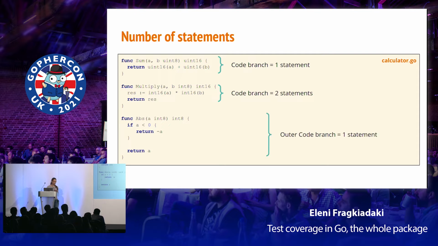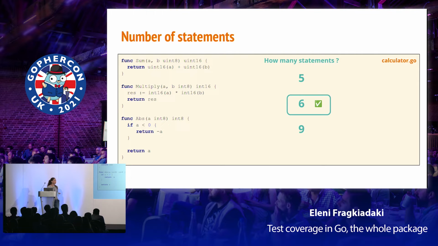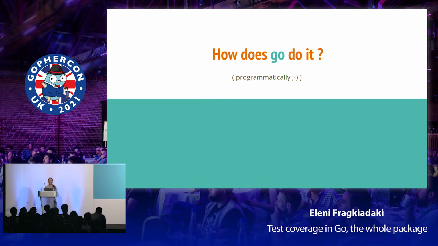And then finally, we count the last code branch as a statement, and we also count 1 statement in each of the code branches that we have at the bottom. So if you thought that 6 is the number, that's the actual number, which is great. So now we know how to count the statements. We now know how to count the code branches by hand. Obviously, we would like to do that a bit more efficiently, so we don't want to be counting by hand. So how does Go do this? How does it do it programmatically?